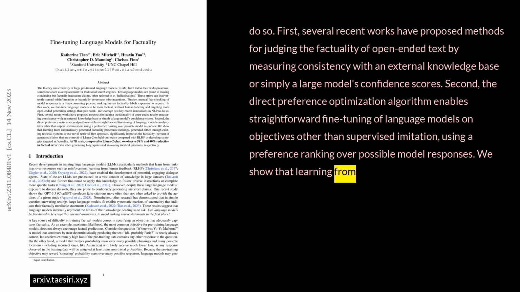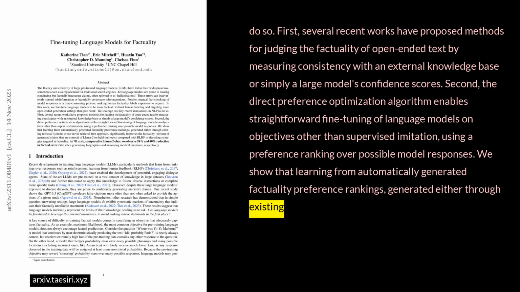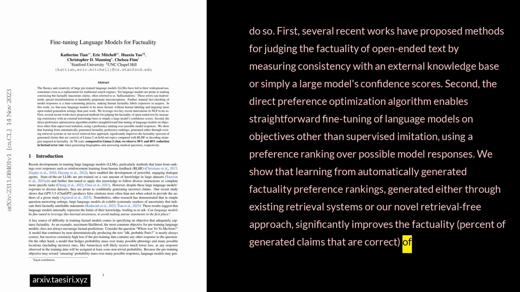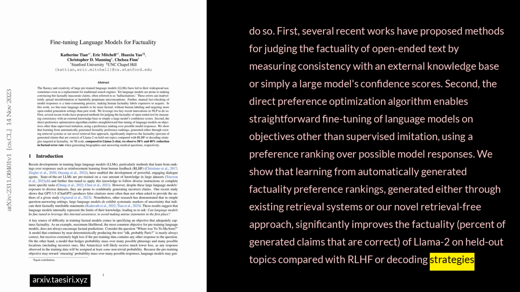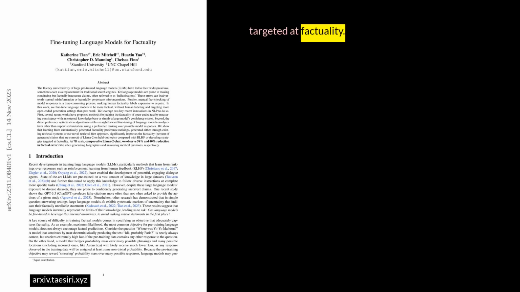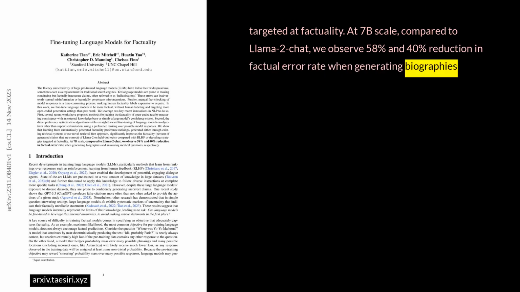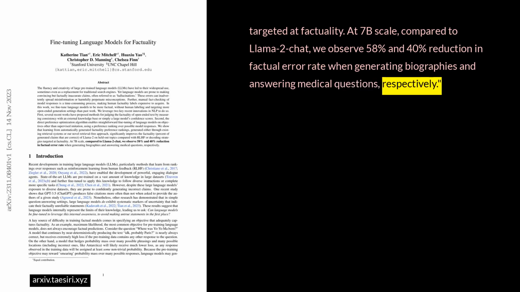We show that learning from automatically generated factuality preference rankings, generated either through existing retrieval systems or our novel retrieval-free approach, significantly improves the factuality, percent of generated claims that are correct, of Llama 2 on held-out topics compared with RLHF, or decoding strategies targeted at factuality. At 7B scale, compared to Llama 2 Chat, we observe 58% and 40% reduction in factual error rate when generating biographies and answering medical questions, respectively.